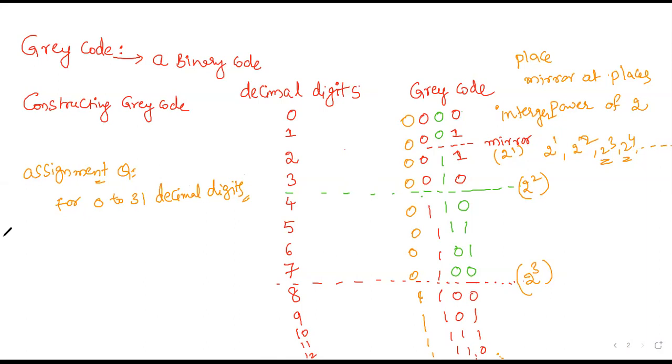Okay, this is the question. Construct the gray code for 0 to 31 decimal digits. So once again, I will explain how to construct. For the decimal digits 0 and 1, the gray code is normal only, 0, 1. Then you place the mirror at 2 to the power of 1, after 2 digits. When you place the mirror, the numbers are represented like this. Then fill the upper bits with 0. Above the mirror, you place 0. Below the mirror, you place 1.